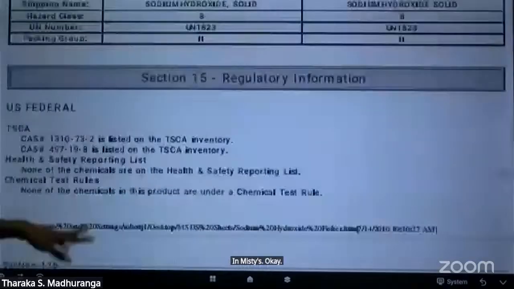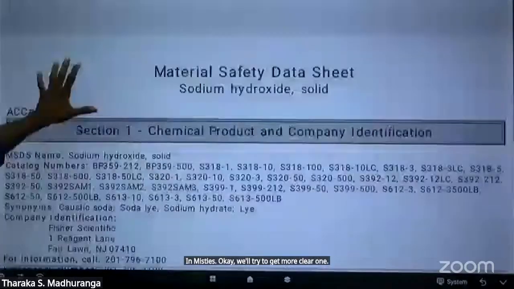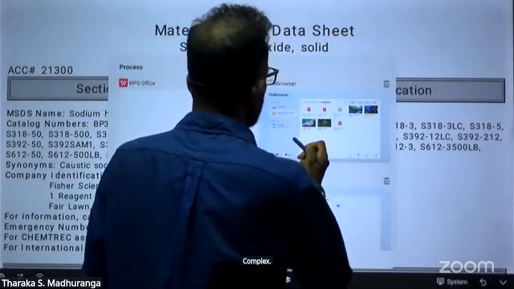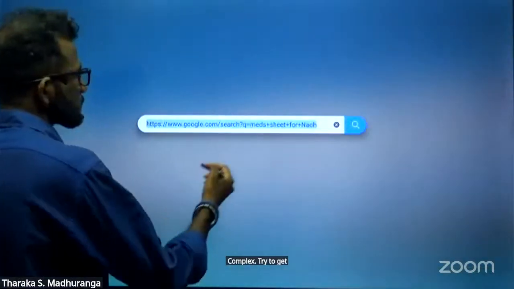We'll try to get a clearer one. This is not clear, a little bit advanced and complex. Try to get a clearer one.